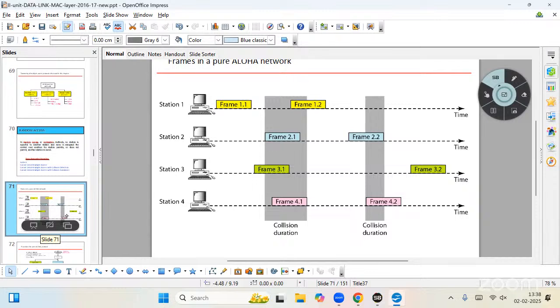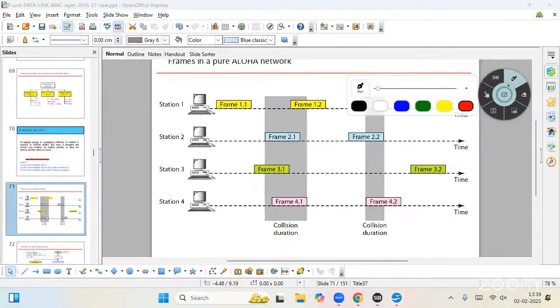So stations want to send the data. Station 3 wants to send the data. Both stations want to send the data. So here we have a free slot. So what happens? Only one frame will be transmitted.